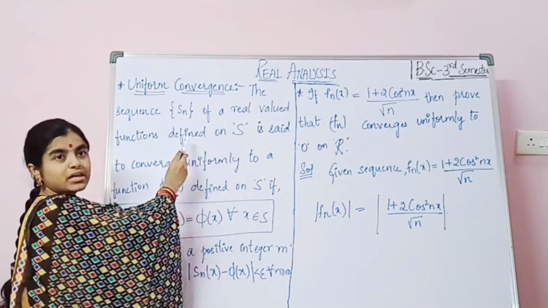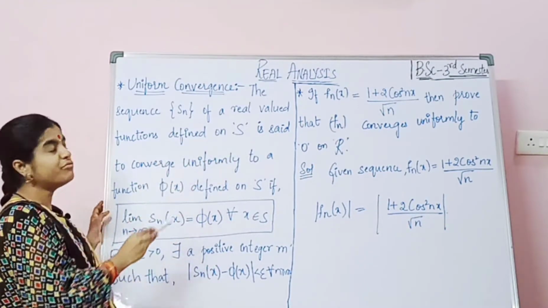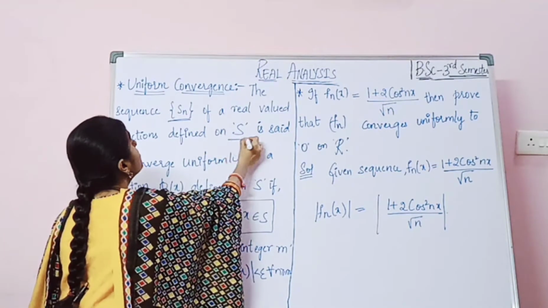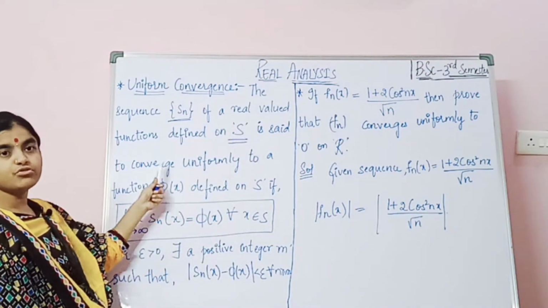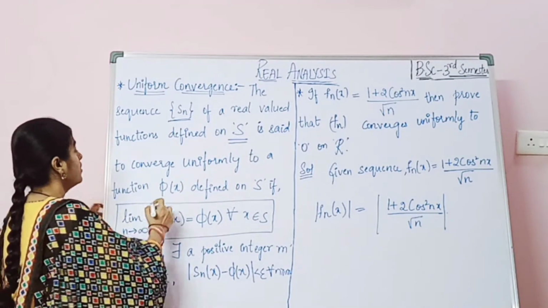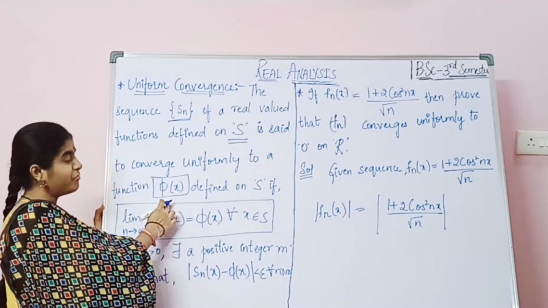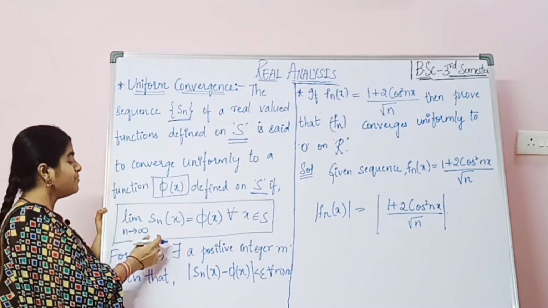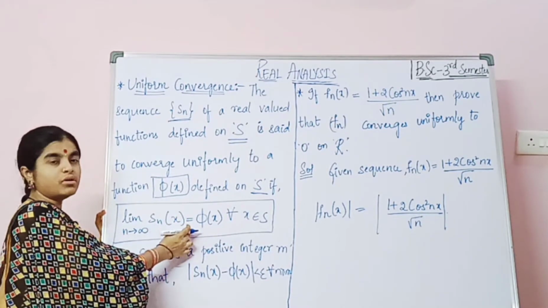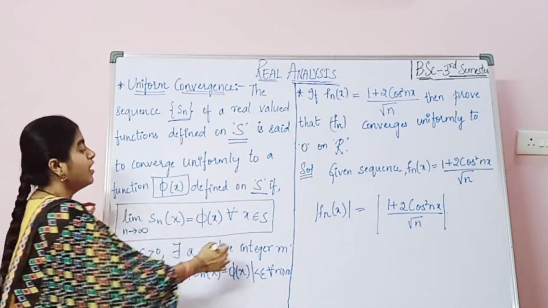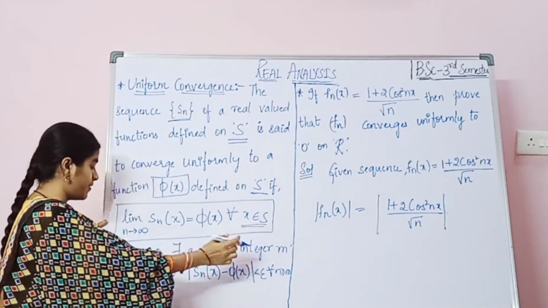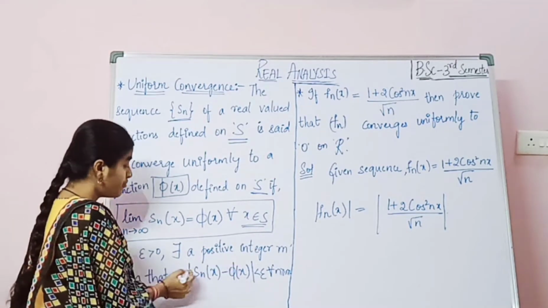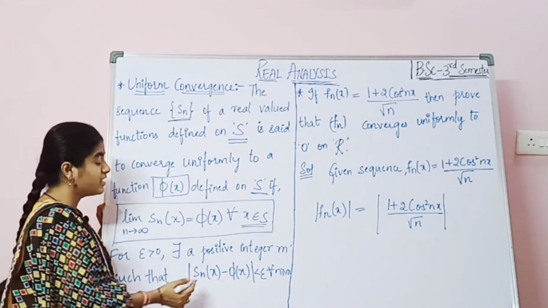Uniform convergence: the sequence Sn of a real valued function which is defined on S is said to converge uniformly to the function phi of x defined on S, if limit n tends to infinity, Sn of x equals phi of x for all x belongs to S. For epsilon greater than 0, there exists a positive integer.